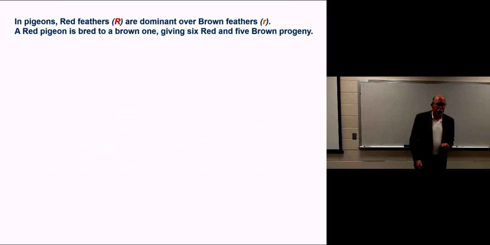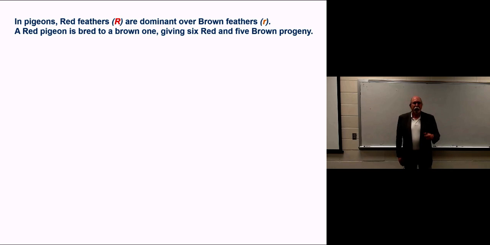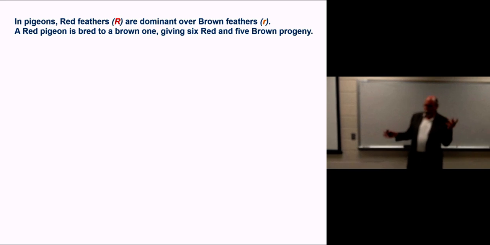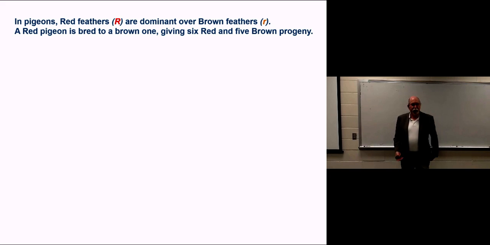All right, now, got that over with. Let's talk about a problem. In pigeons or birds or something, red feathers are dominant over brown feathers. Well, that's very nice. We've told you in the first sentence who's dominant, who's recessive. The mode of inheritance we already know, right? It's dominant recessive. Kind of nice. A lot of problems we won't tell you that, but in this one, we're very nice. It says then, blah, blah, probably some words. A red pigeon is bred to a brown one, giving 6 red and 5 brown progeny, okay?